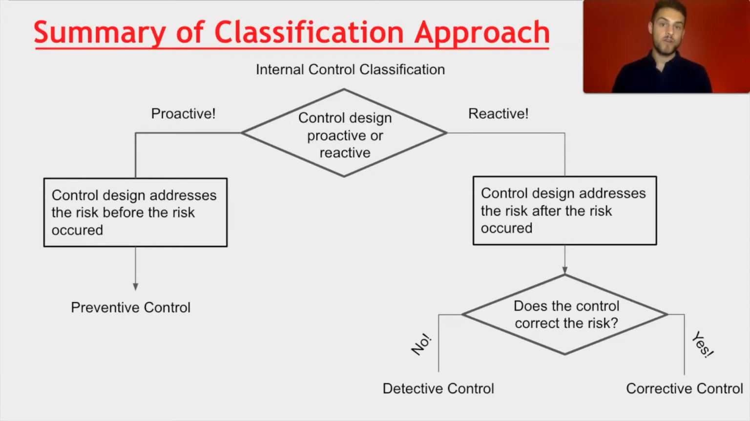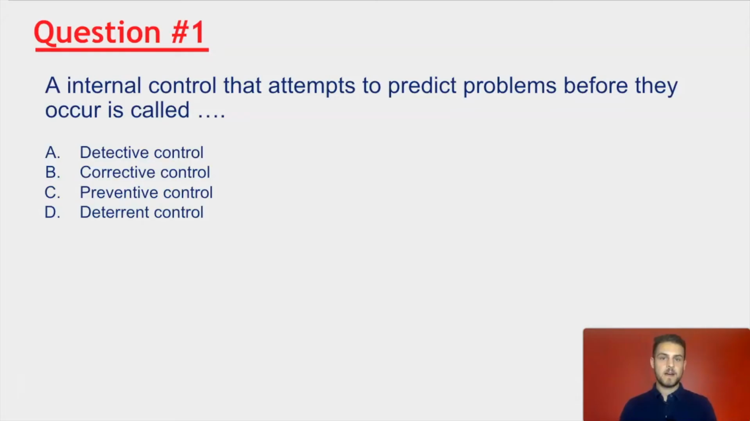If the control corrects the risk, then it is most likely a corrective control. Now I think you're in a good place for some practice. Let's ask you some questions and see how you do. I'm jumping down here so my big face does not cover the question. To start, question number 1. An internal control that attempts to predict problems before they arise is called.